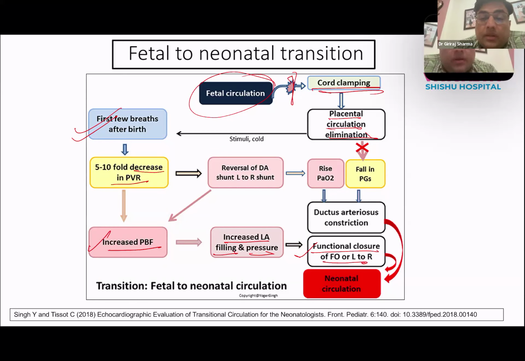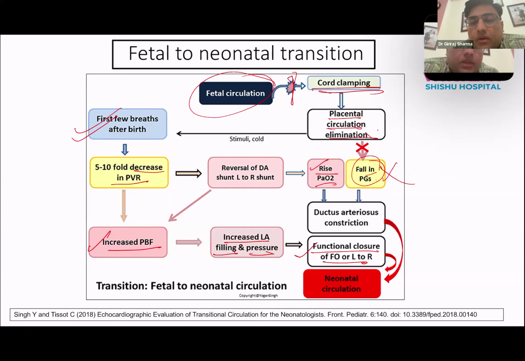And here there is a rise in PO2 and a fall in prostaglandin. Because the placenta is not there, placental prostaglandin production is not there. Prostaglandin was keeping the duct open. Now prostaglandin is not there, and there is a rise in oxygen also. These two will close the ductus arteriosus. This causes constriction of the ductus arteriosus, and the ductus arteriosus will be closed.